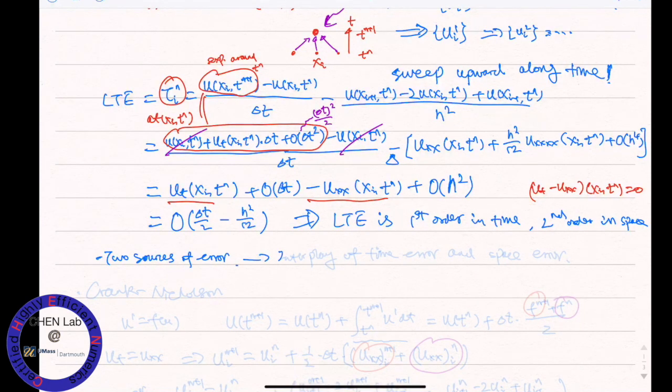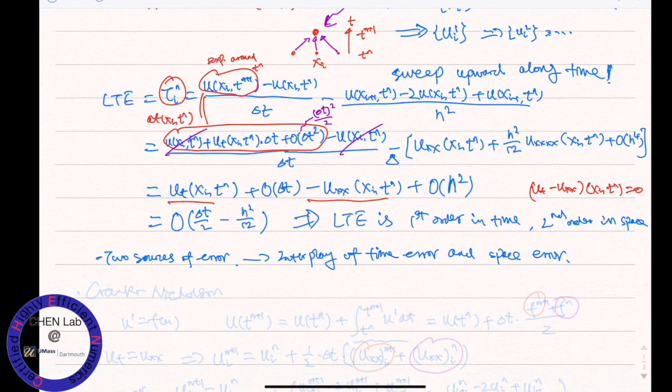So that's basically the interplay of time error and space error. Okay. When we solve a parabolic equation, you just need to be aware that there are actually two sources of error, instead of, for the steady state, that was just one source of error.